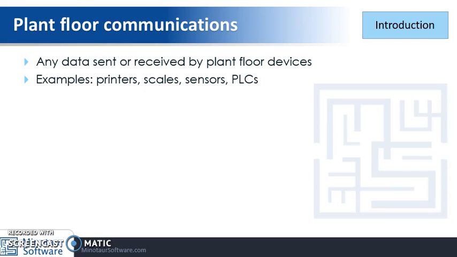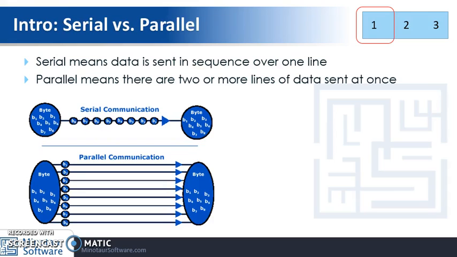So, plant floor communications means any data sent or received by devices on your plant floor. Some examples that fall under that might include printers, scales, sensors, PLC units. And there's really two forms of communication that can take place, the first being serial communication, which means that data is sent in sequence over one wire, and then parallel communication just means the data is sent in parallel along two or more wires from the device to the host. So each have strengths and weaknesses that I'll refer back to during the presentation.